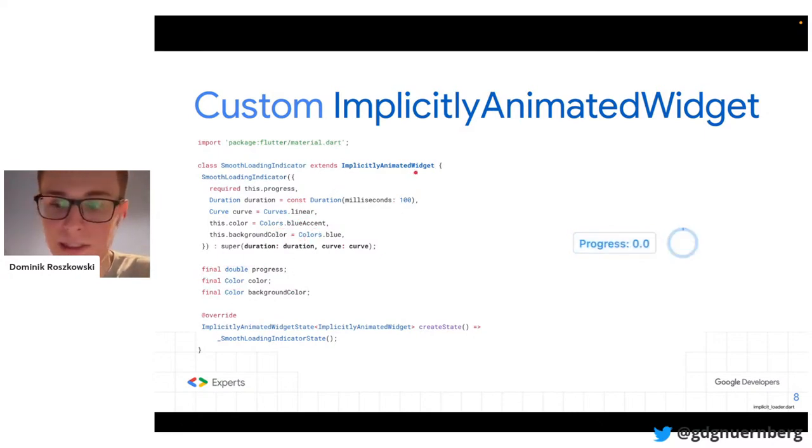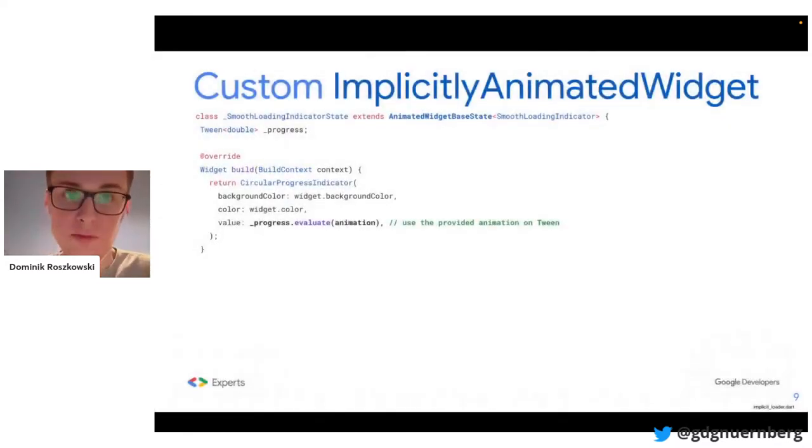And we're extending the implicitly animated widget similarly as we would extend a stateful widget. The other part is the animated widget base state. So State is like a base state for a stateful widget. Pretty similar structure. Here we have our build method, and the build method in Flutter is a place where you actually tell Flutter what it needs to render. And here we have our circular progress indicator. This is a built-in widget in Flutter's material library. We have some properties, background color and color. So we just define these colors.